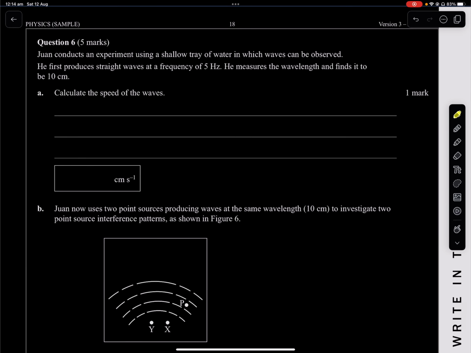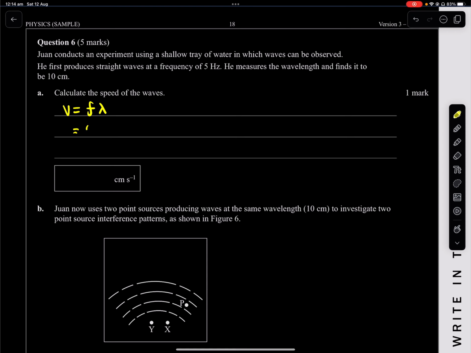Question 6. Juan conducts an experiment using a shallow tray of water in which waves can be observed. He first produces a straight wave at a frequency of 5 hertz. He measures the wavelength and finds it to be 10 centimeters. Calculate the speed of the wave. Be careful here, it's centimeters per second. We know that the velocity is what?